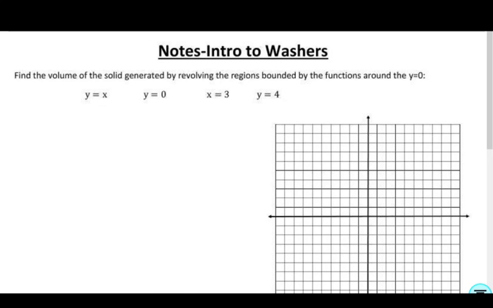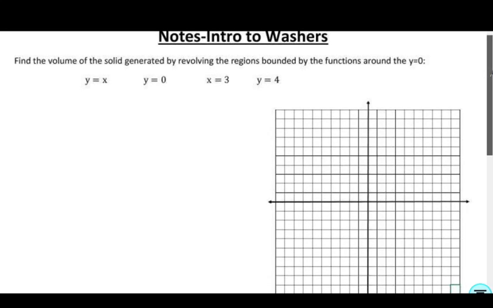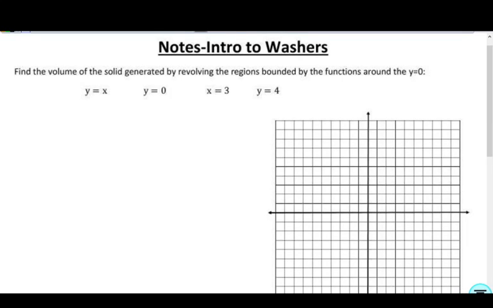Okay, so we're going to be looking at the washer method, okay? Before we start that, I want to show you how it works and how it's different than the disk method. What we're going to be doing is solving this problem here: find the volume of the solid generated by revolving the region bounded by these functions around the x-axis, y equals 0. Okay, so let's start with the basics.